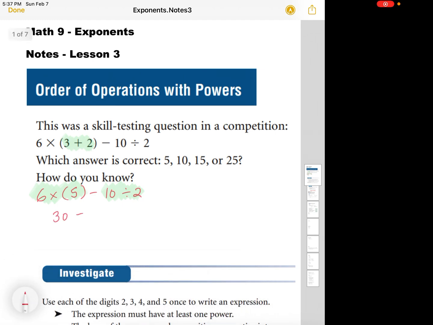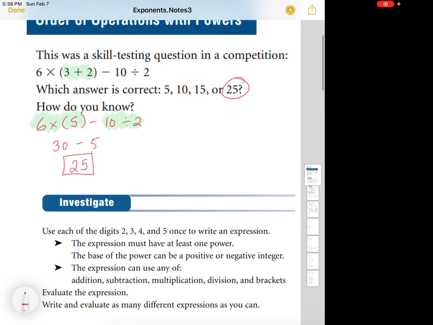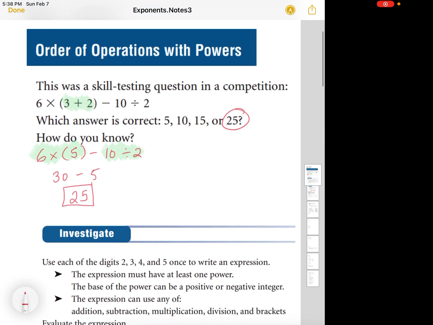6 times 5 is 30. 10 divided by 2 is 5. So 30 minus 5 is 25. That would be our correct answer. Now, if you chose to do it in a different order, you will get a different answer. So it's really important that we follow order of operations. You may have noticed over COVID, on social media, a number of people posting mathematical problems, and really it came down to, for a lot of them, following order of operations to get the correct answer.